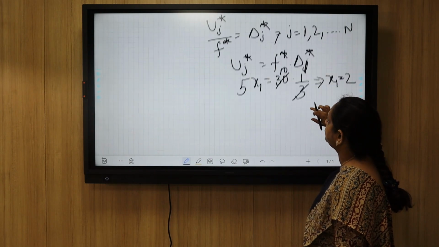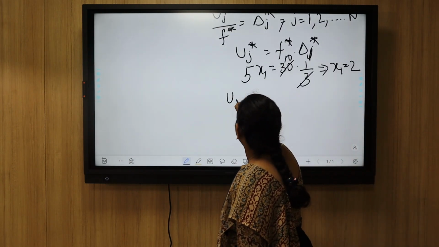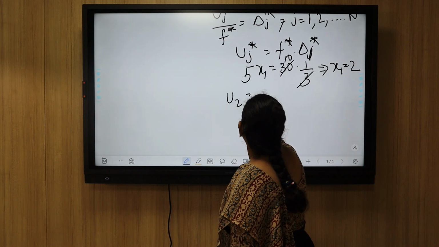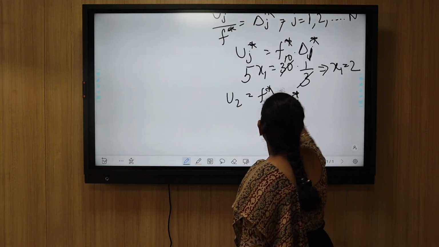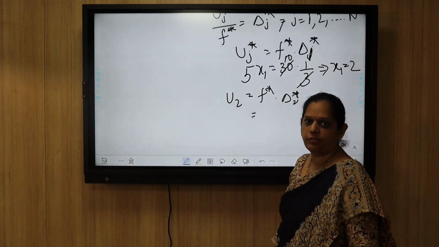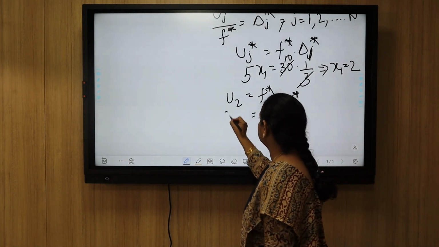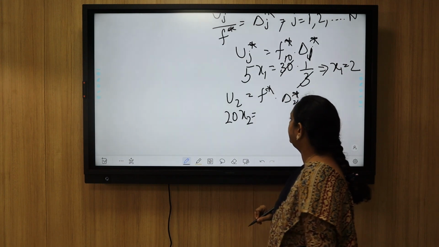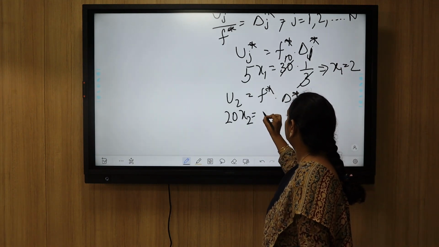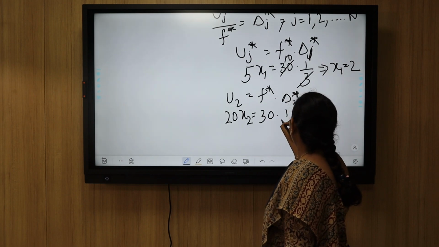Now we will find the next variable, that is u2 equal to f star into delta 2 star. What is the u2 formula? For the second function in the problem, 20x2 equal to 30 into 1 by 3.